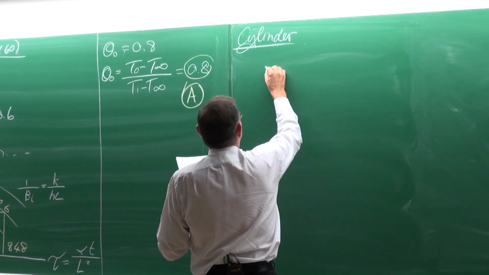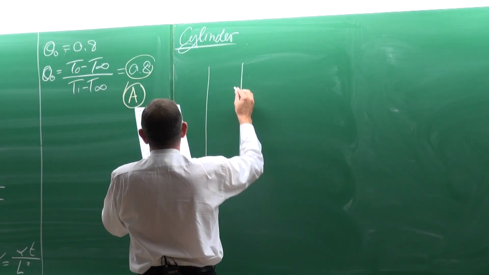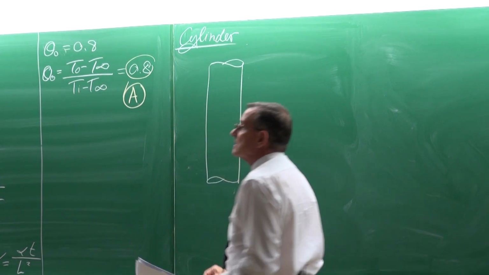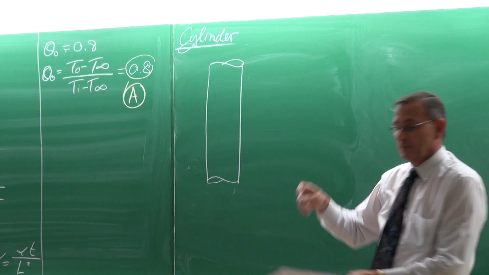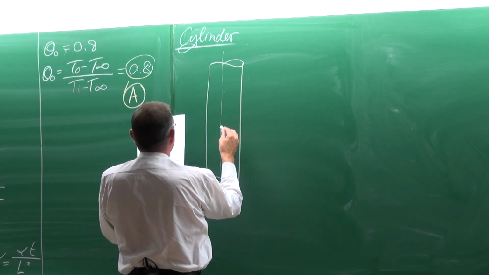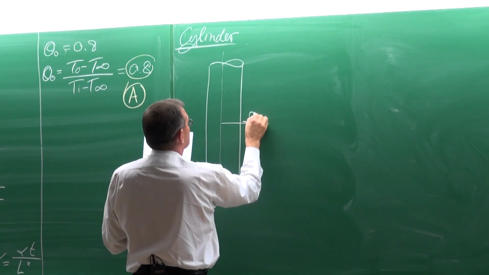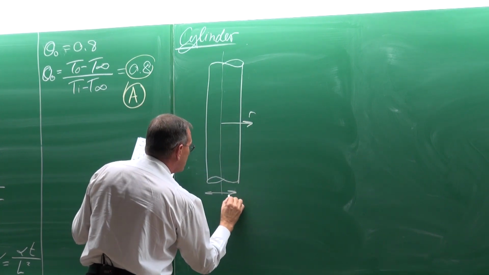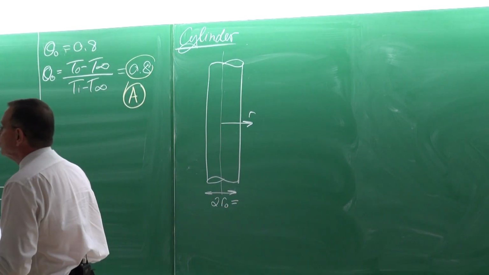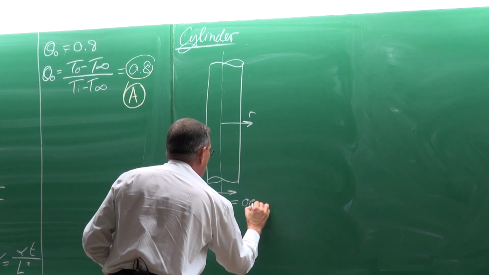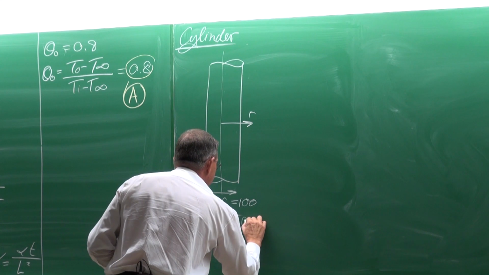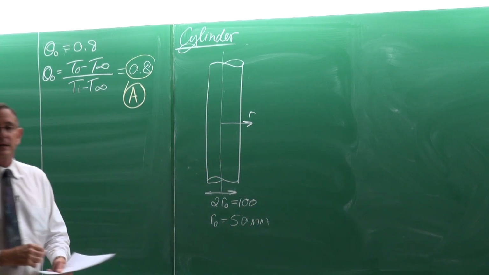So for the cylinder, the solution that we can get would be for a cylinder like that, a very long one. And the coordinate system that we've previously used was R, where that is equal to 2 times R0, which is equal to 100 millimeters. Which means R0 is 50 millimeters. You agree?